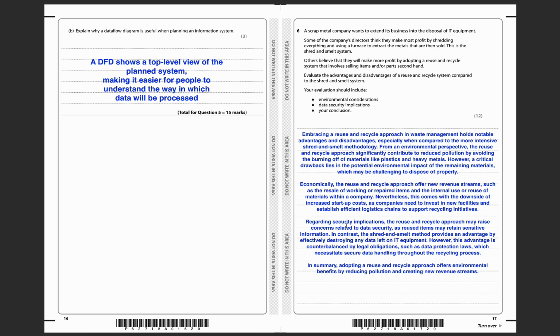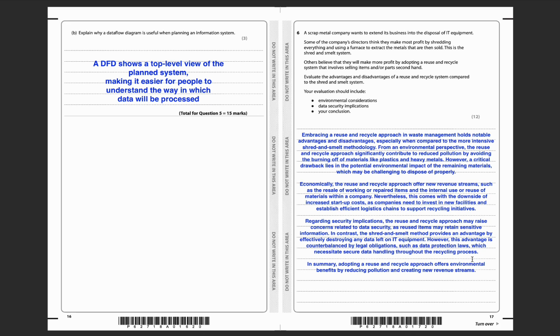Regarding security implications, the reuse and recycle approach may raise concerns related to data security, because when we are reusing hardware, there's a chance that the data of the previous owner can remain there. Whereas with the shred and smelt method, the advantage is that when we melt it, it disposes of all the data. However, there is data protection law, so maybe we can proceed with it and handle it through the recycling process.